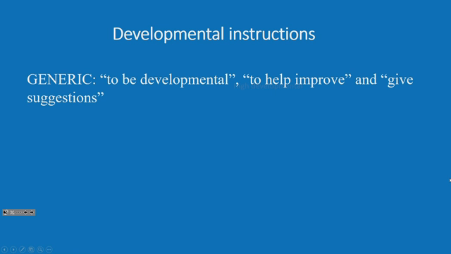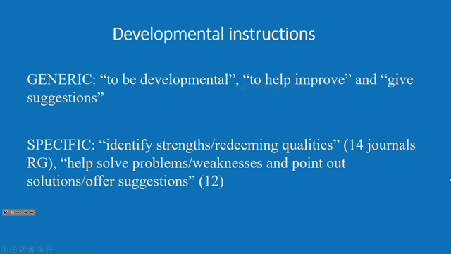We observe different types of developmental instructions. Some of them are very generic, so they invite the reviewers to be developmental or to help improve or give suggestions, while some others are more specific, like they ask to identify certain strengths and redeeming qualities, but without a gatekeeping objective, and to help solve problems, weaknesses, and point out solutions and offer suggestions.